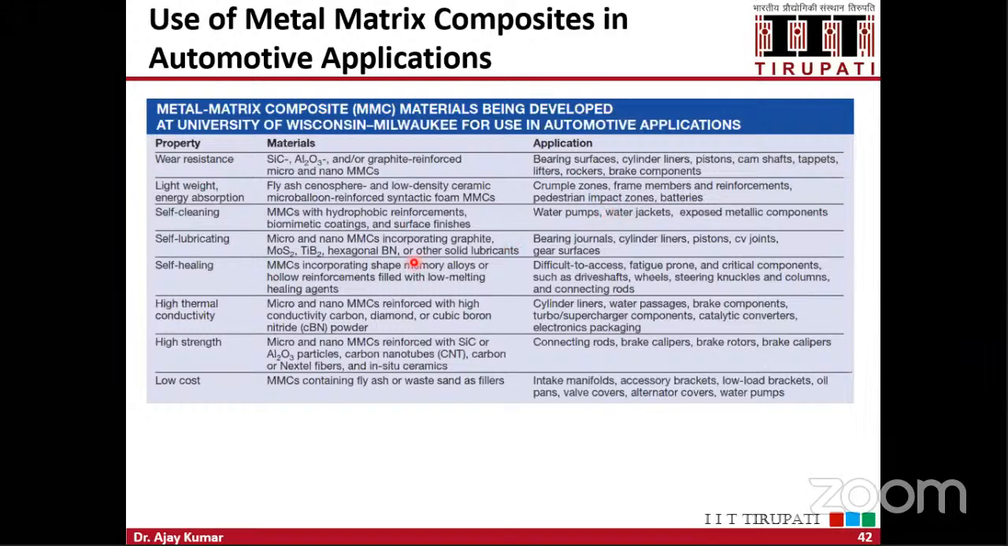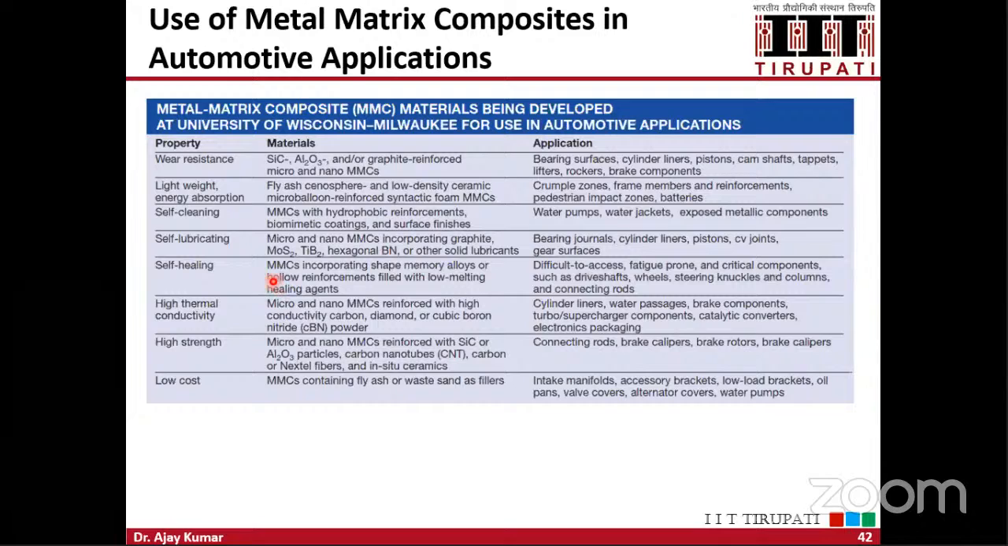And then we have the self lubricating composite. These composites are very useful in automotive as well as aerospace applications, cylinder liners, pistons. So what you can do here is use micro and nano graphite, MoS2, TiB2, hexagonal boron nitride, and these are the different reinforcements you can use to get these self-lubricating properties in the composite materials.